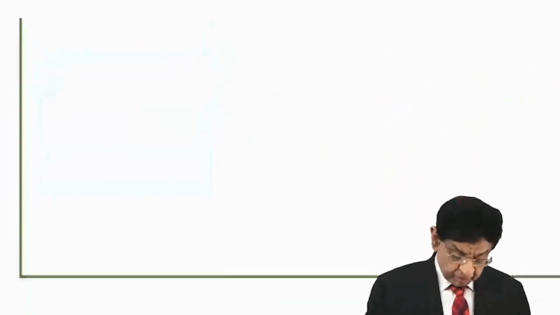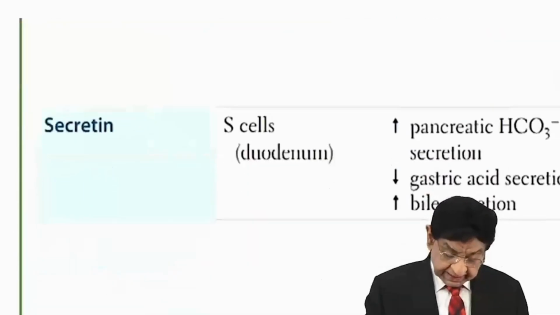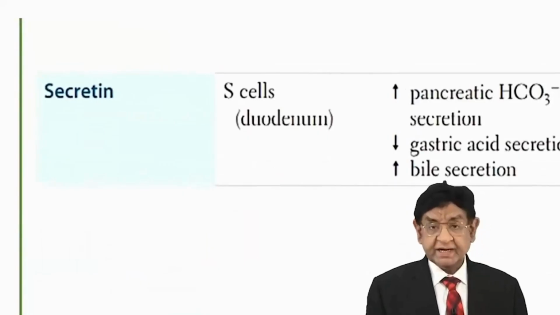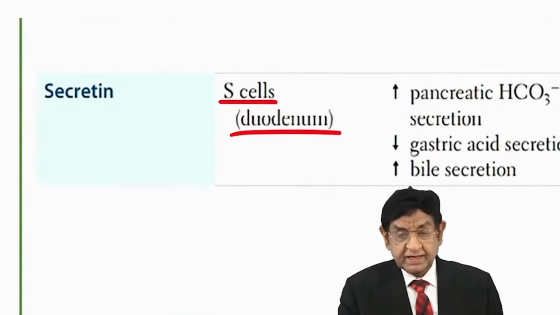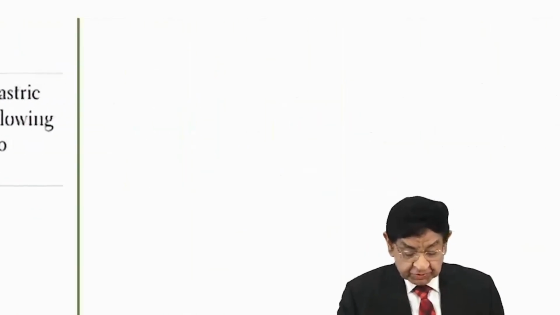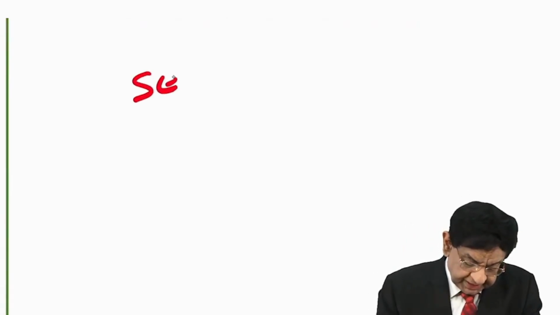We have one more, so-called secretin. It comes from the S cells of the duodenum. And a question only for the students: this secretin, we have done somewhere, the secretin stimulation test. Write down in which condition we had used secretin.